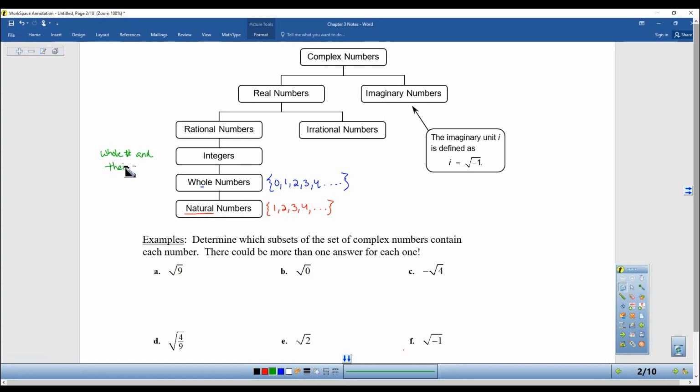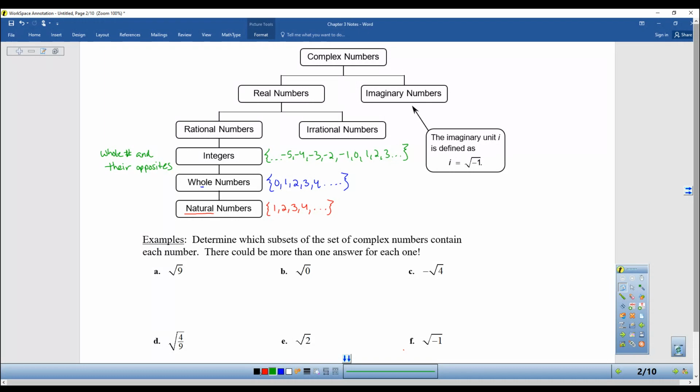So I'm going to put my numbers on the other side as well now, going all the way from negative infinity, -5, -4, -3, -2, -1, 0, 1, 2, 3, and so on. So integers are just whole numbers and their opposites.